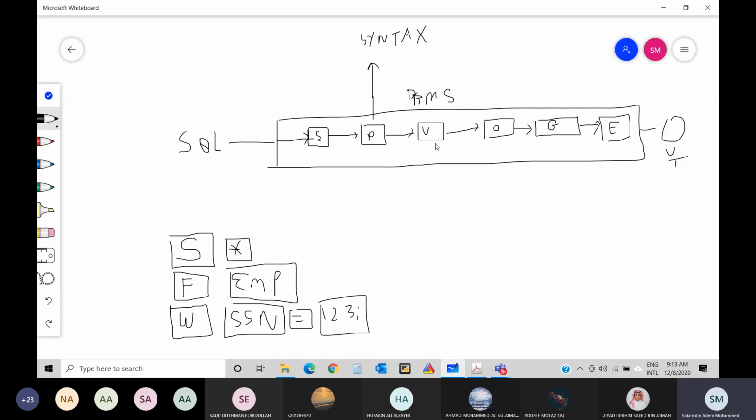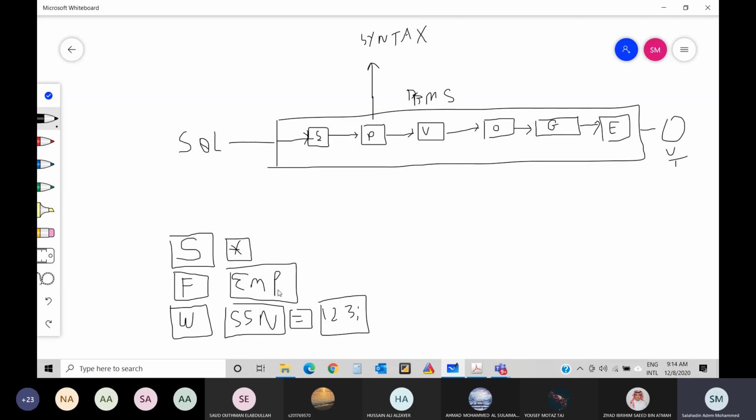Then it will go to the validator. Now, what does the validator do? It will do two things. First of all, it will check this employee table: is it in the database or not? Because the syntax checker only cares about syntax, but he doesn't know whether there is a table called employee in the database or an SSN in the database. He doesn't check that one. This is not the job of the syntax checker. So the syntax checker will assume, okay, this looks like a table, this looks like a column, so he's okay.